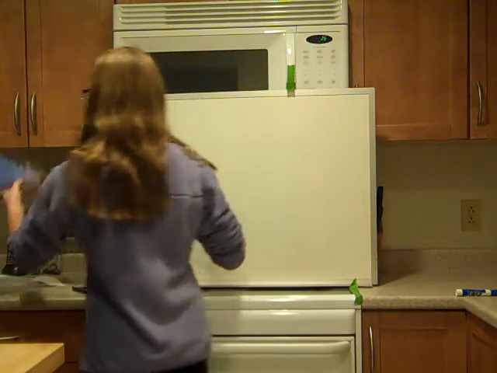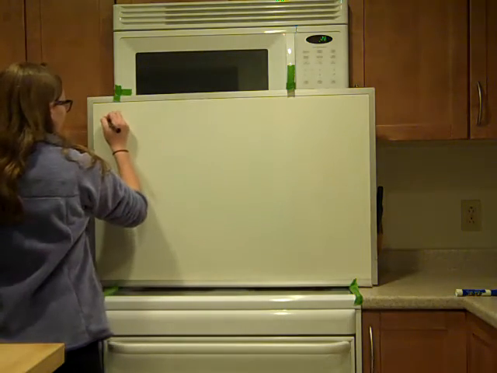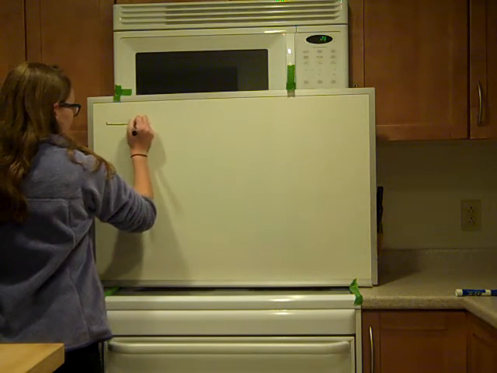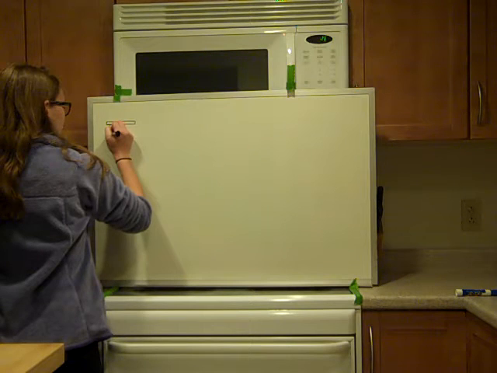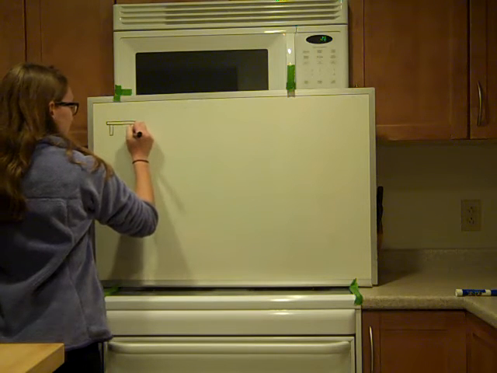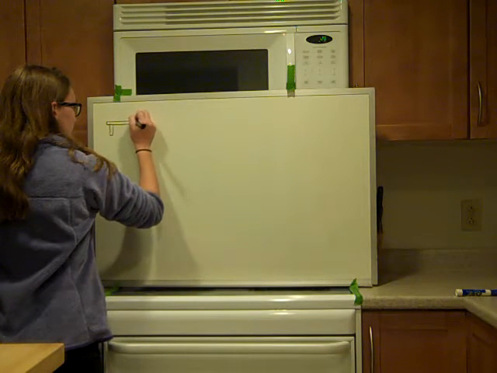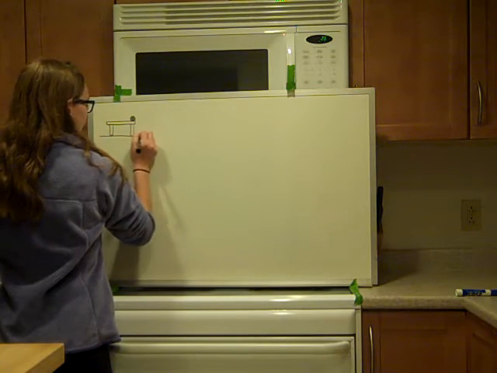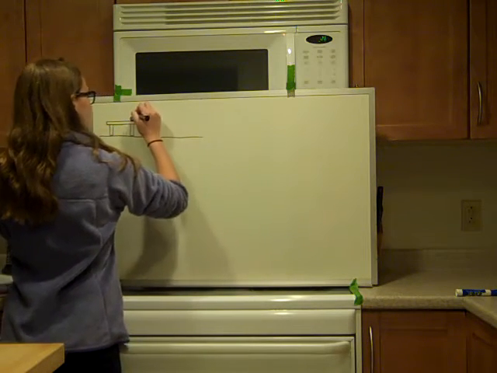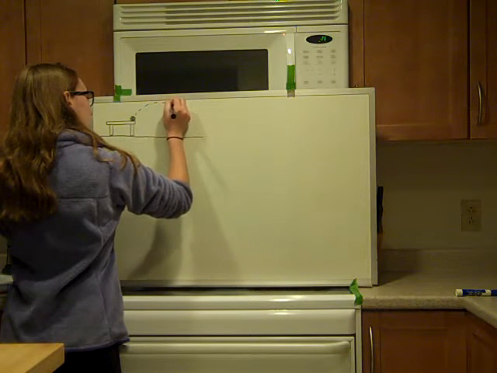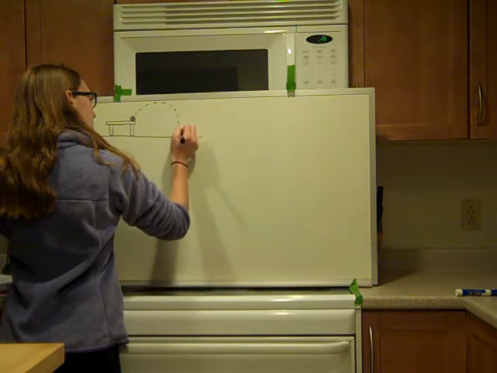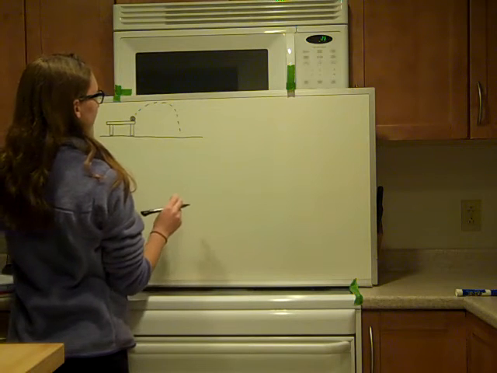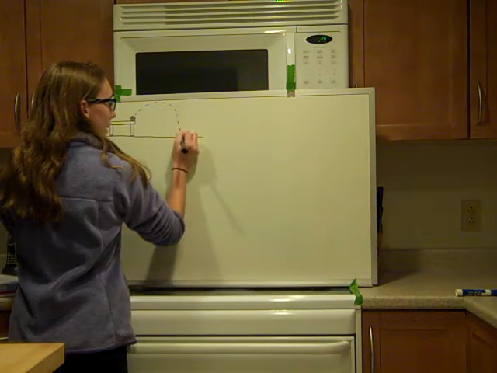Alright, so first thing we're going to do is draw a picture. Here is our table. Here is our ball. Here is the ground. And here is its parabola. That's not very accurate at all, but we're just going to ignore that.